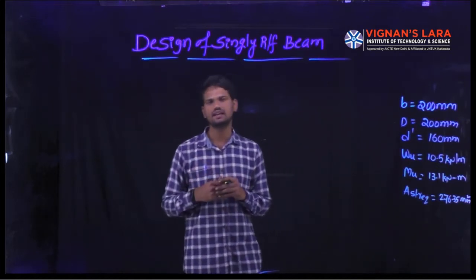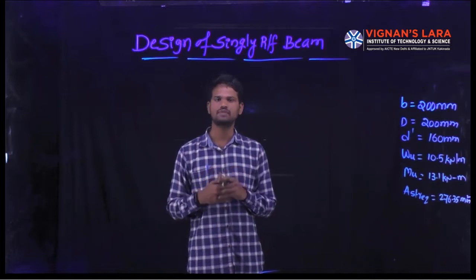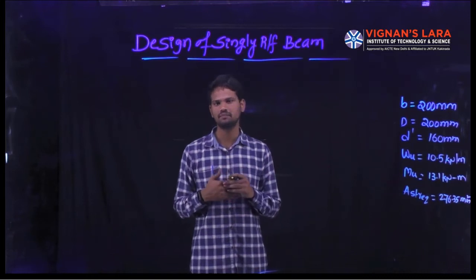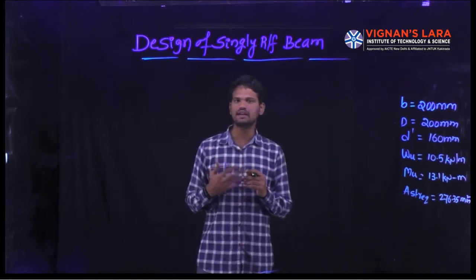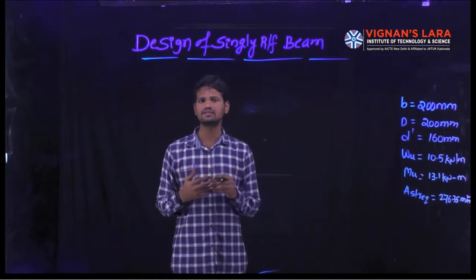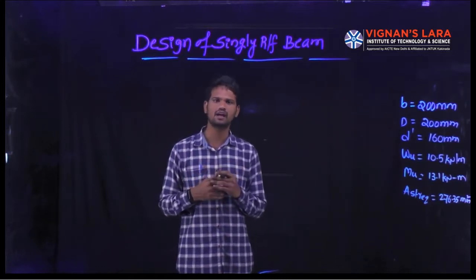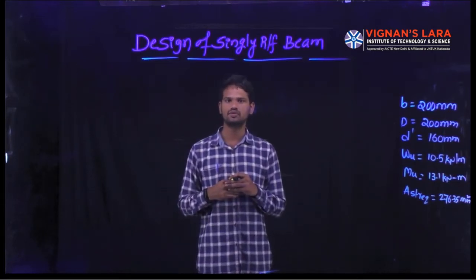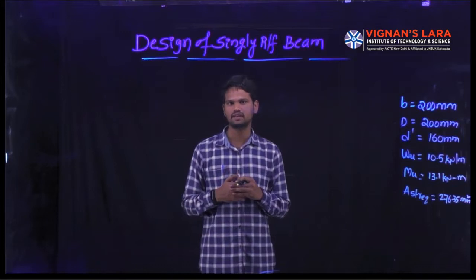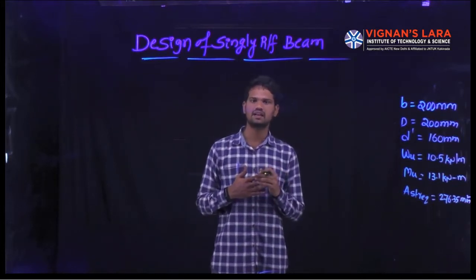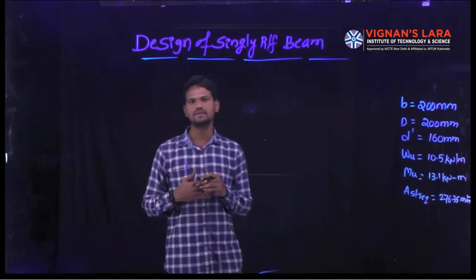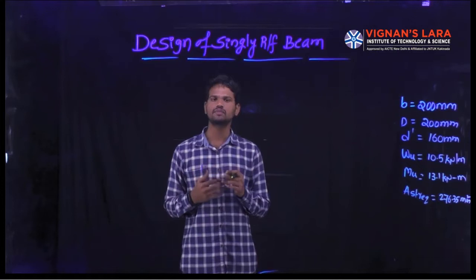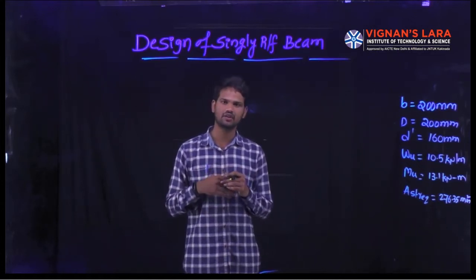First, we calculated the span to depth ratio. Based on the span to depth ratio, we calculated the effective depth of the beam. Based on the effective depth, we calculated the gross depth, and we provided the stirrups and the main bars. After that, we calculated the effective span of the beam. For the effective span, we consider the center to center distance, or the clear span plus the effective depth of the beam.